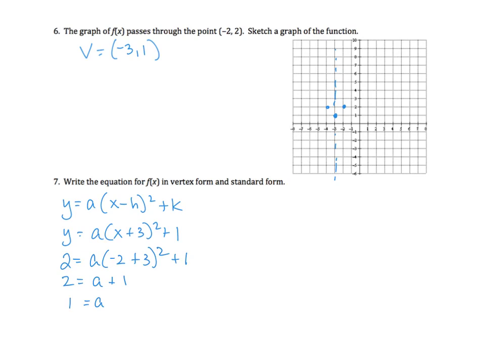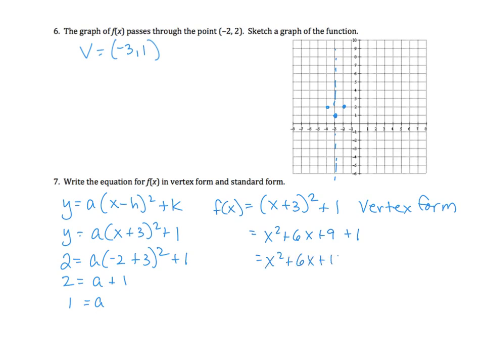So now I can rewrite my equation using a. Y equals x plus 3 squared plus 1. Now, I'd also like to write it in standard form. This is vertex form. To write it in standard form, I have to multiply out. And I think I'll call that f of x, since that's what we're writing the equation of. So this is f of x, and we'll multiply this out, so that's x squared plus 6x plus 9 plus 1. So my standard form would be x squared plus 6x plus 10.